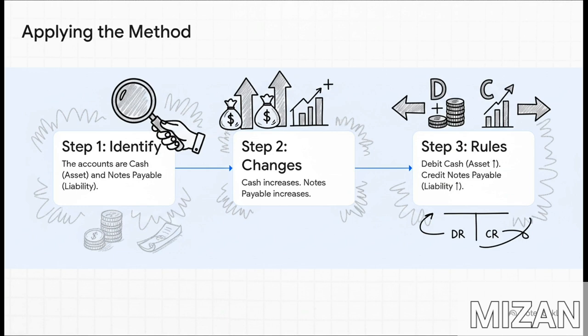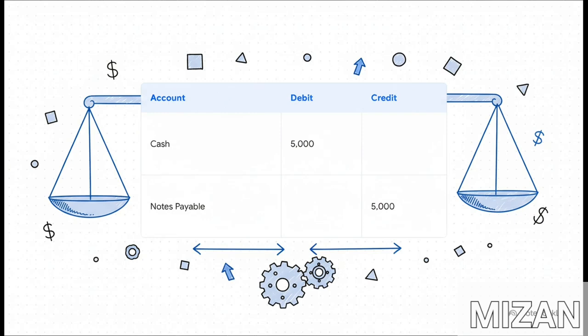See? Simple as that. And here's what the final result looks like. We debit cash for $5,000, and we credit notes payable for $5,000. Notice, the debits equal the credits, the transaction is perfectly balanced and perfectly recorded.